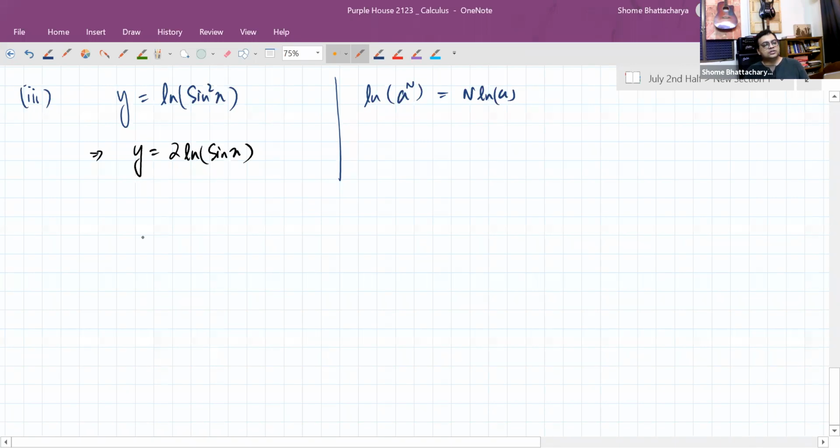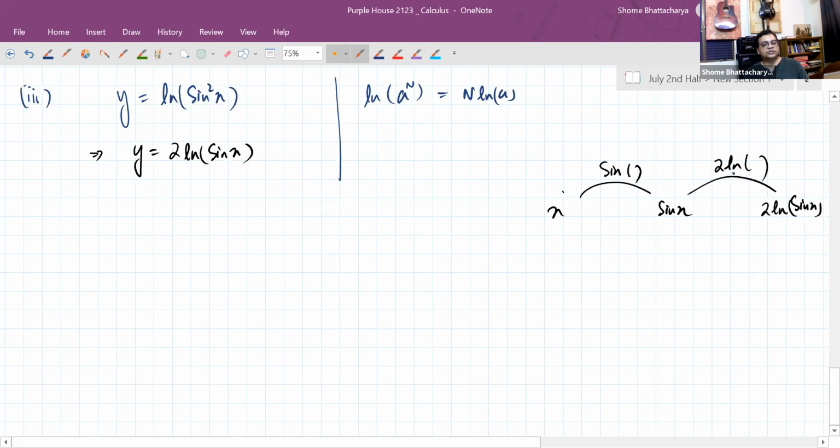Now that 2 is just a constant outside, so it will not bother us. Okay. So now we can go ahead with our understanding of composite function. On x we have first operated sine, so I've got sine x. So the inside function is sine x. And on that I've operated twice of ln. That twice is just a constant. So I've got twice of ln sine x.